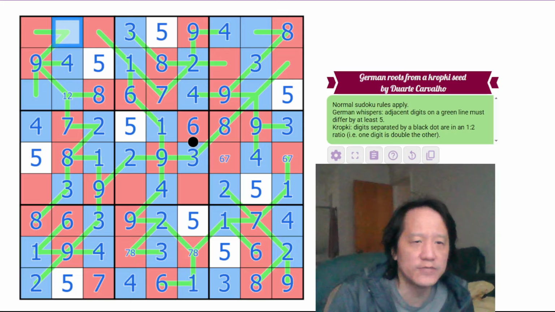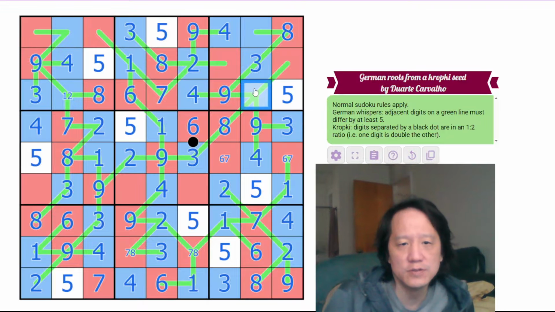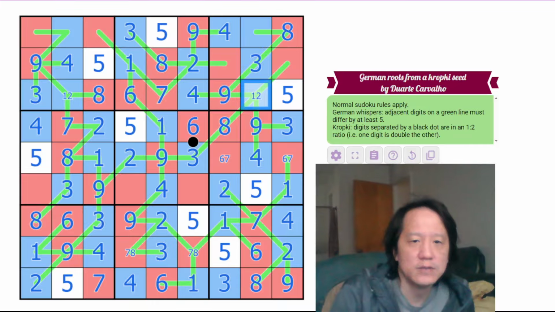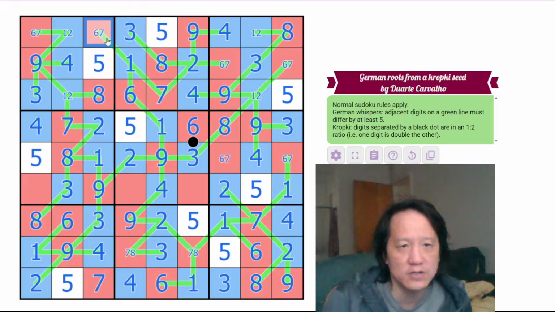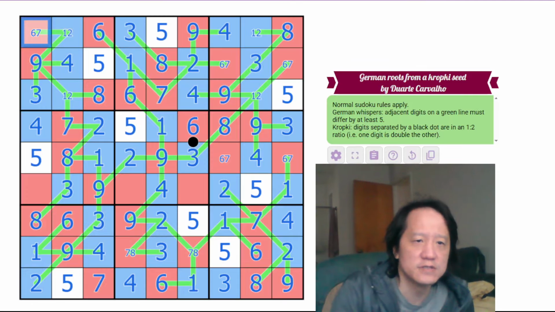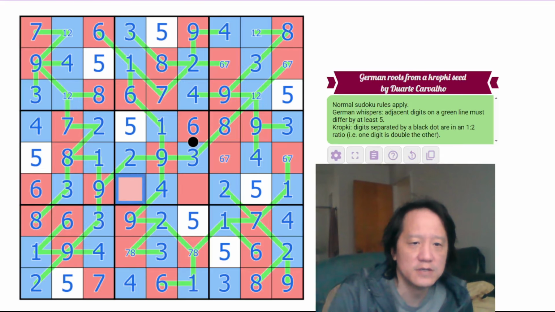This is a 6-7 pair here. This is a 1-2 pair. This has to be 3. That forces this to be 1 or 2. We have 6-7 here, 6-7 here, 1-2, 1-2, 6-7, 6-7. This cannot be 7 because of the 7 in the column. So this is 6, this is 7. That forces this to be 6.